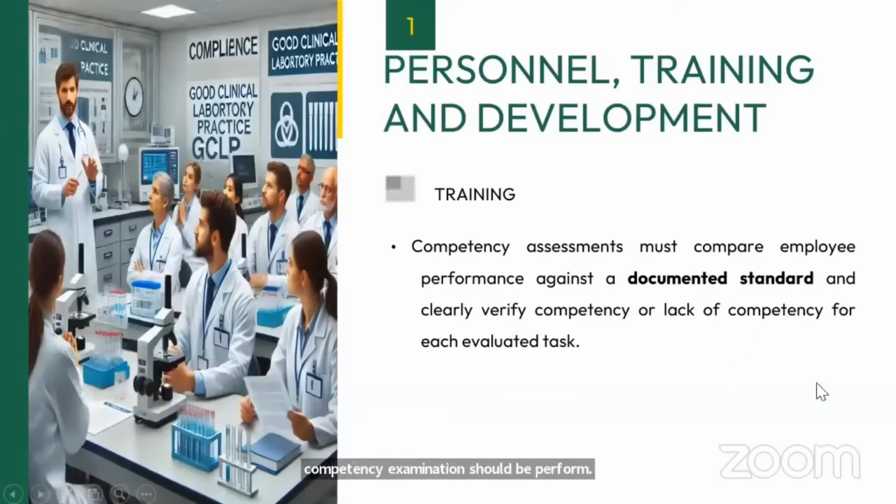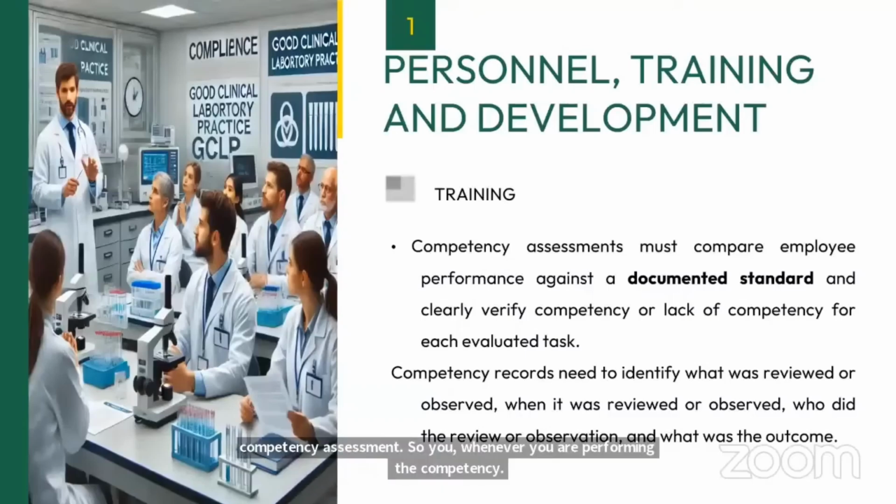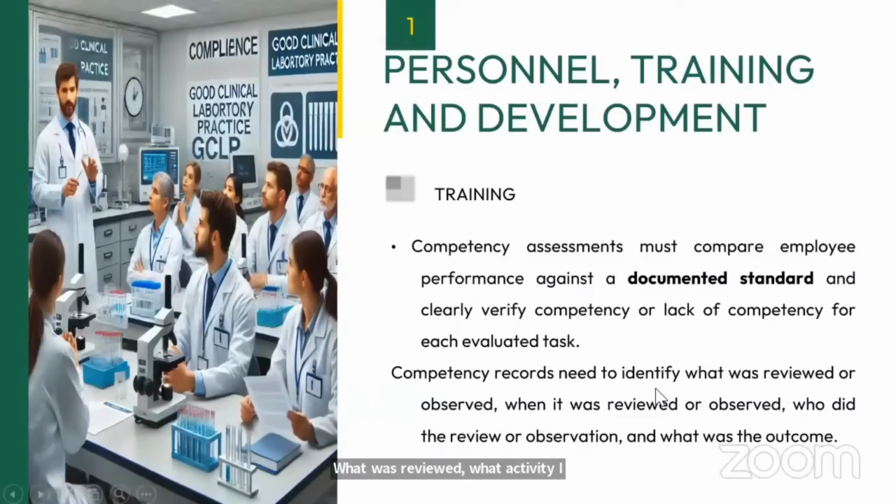Competency records need to identify what was reviewed or observed, when it was reviewed or observed, who did the review or observation, and what was the outcome. Now, how to record this competency assessment? I have performed the competency assessment, but unless I record those findings, it is of no use, because there is no evidence that I have performed this competency assessment. So, whenever we are performing the competency assessment, we should know what was reviewed, what activity I have observed, or what assessment I have performed. You should mention specifically which activity has been observed or reviewed. Then, when it was reviewed or observed, like date and time, you should mention in the competency records.